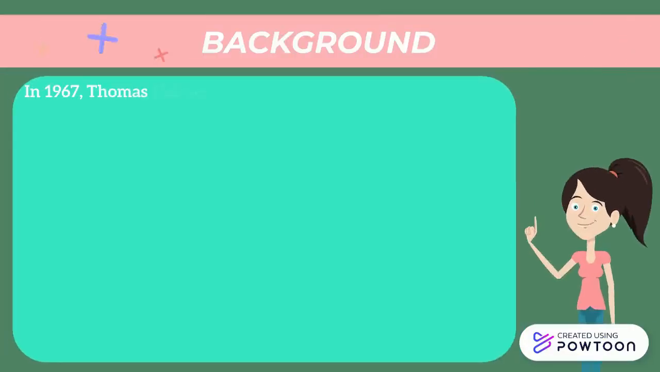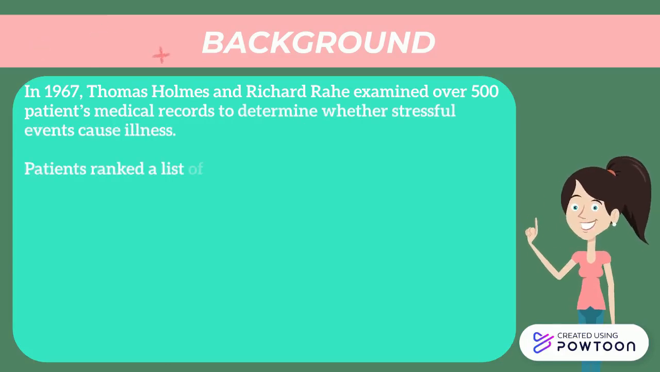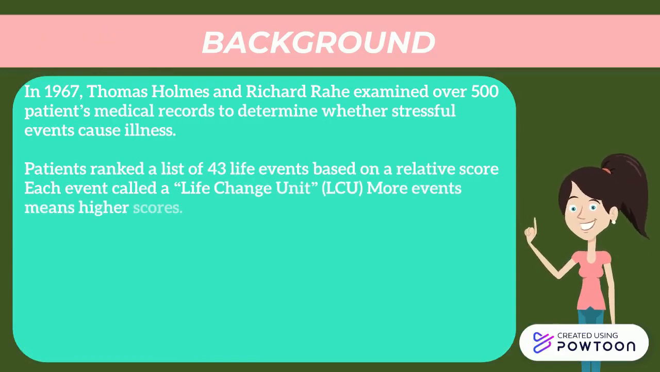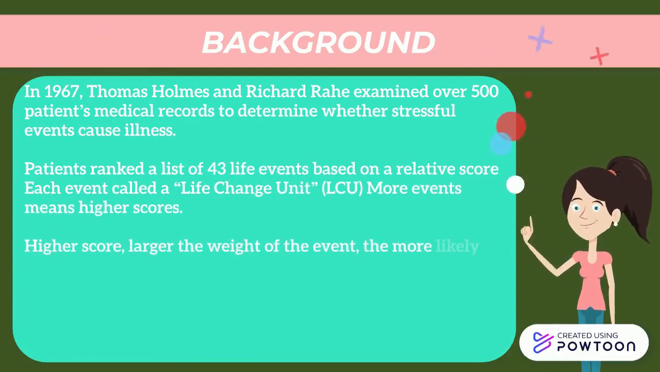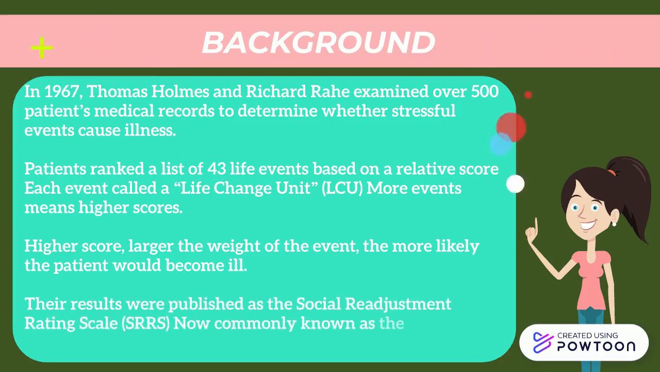Background of the assessment. In 1967, Thomas Holmes and Richard Rahe examined over 5,000 patient medical records to determine whether a stressful event can cause illness. Patients ranked a list of 43 life events based on a relative score, in which each event is called a life change unit, or LCU, where more events mean a higher score.